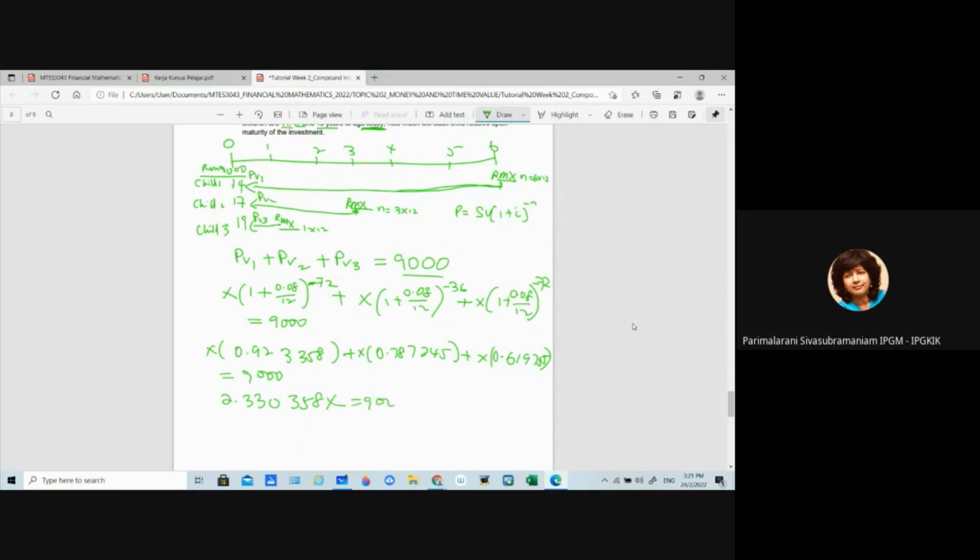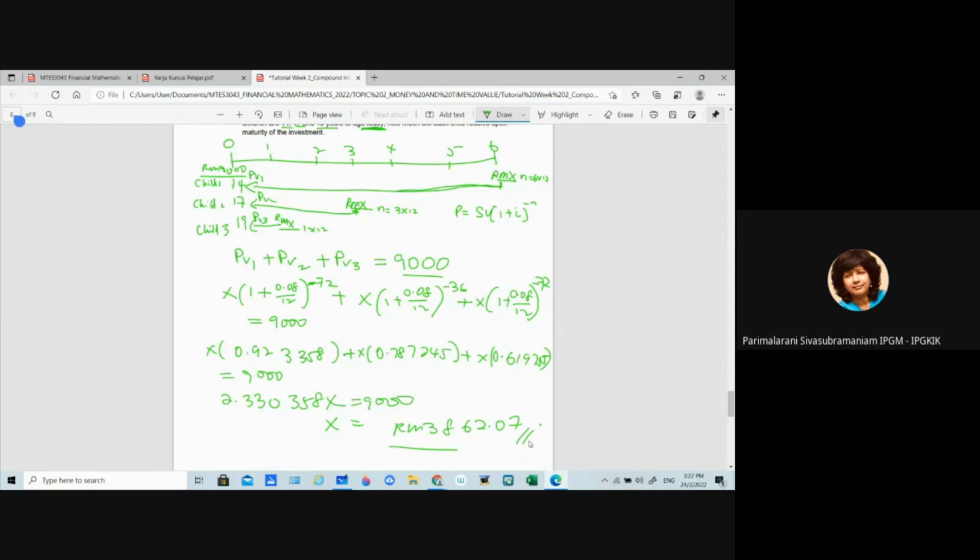So 2.330358X equals 9,000. Therefore, X equals 3,862 and 7 cents. So this is what each child will get. Child 1 will get this amount in 6 years' time. Child 2 will get this same amount in 3 years' time, and child 3 will get the same amount in 1 year's time. When you add 3,862 and 7 cents times 3, it is definitely more than 9,000, because in the future it has already collected interest.